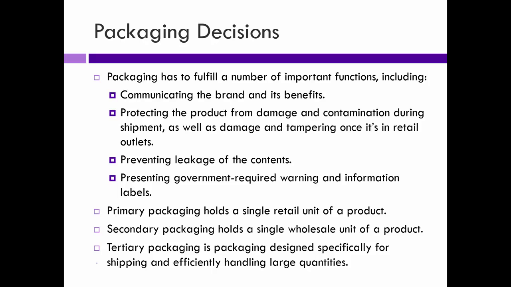Primary packaging holds one single retail unit. Secondary packaging is at the wholesale level, and then tertiary packaging is how it's shipped, to load on the truck or the train or whatever. So for shipping and efficiency. Generally, the tertiary packaging would contain the secondary, and the secondary would be broken up into the primary packaging that would get to the store.